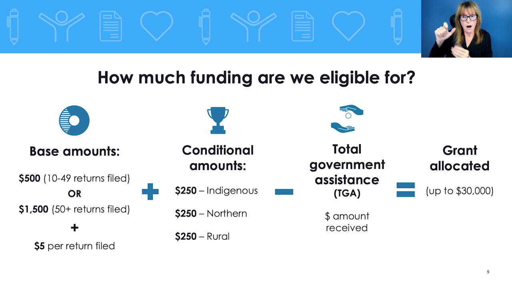There are also three supplemental amounts of $250 each for organizations that serve Indigenous communities or that operate in northern or rural and remote communities. We deduct the total government assistance from the total grant to be received. The maximum funding available to each organization is capped at $30,000. Your organization can get this amount by filing between 5,500 and 5,700 returns.